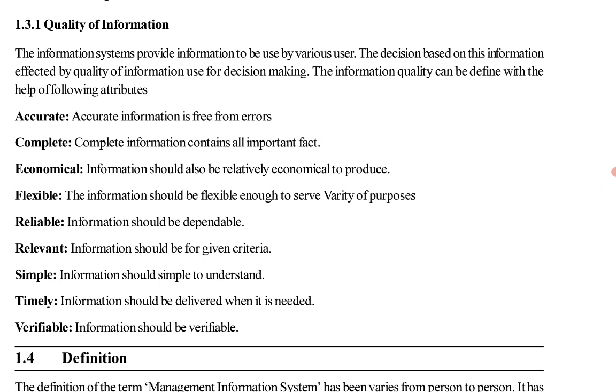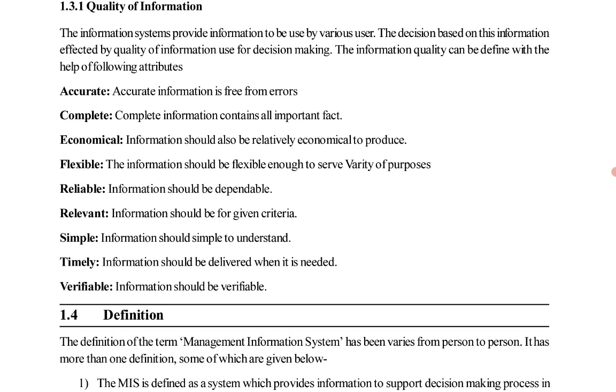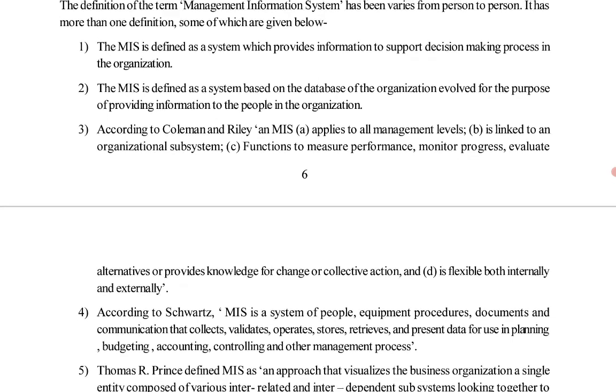Reliable means information should be dependable. Relevant means information should be relevant to a given criteria. Simple means information should be simple to understand. Timely means information should be delivered when it is needed. And verifiable means information should be properly verified.